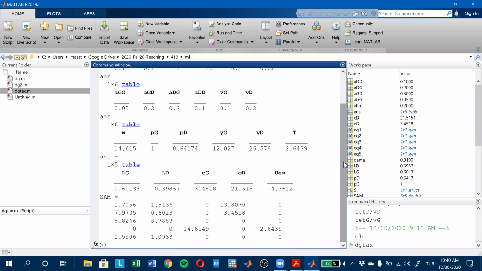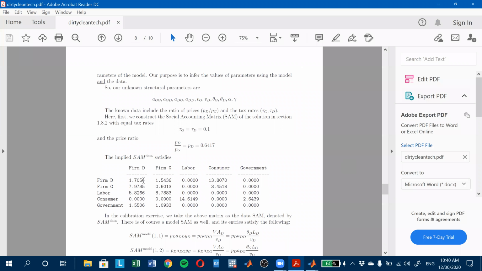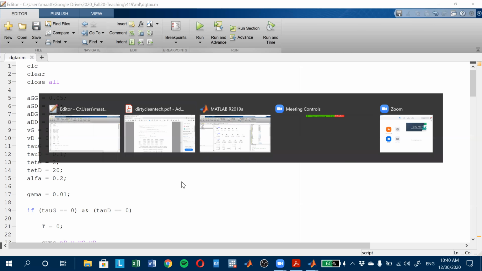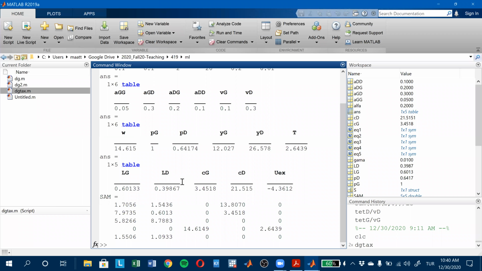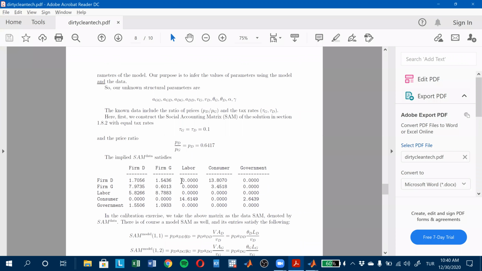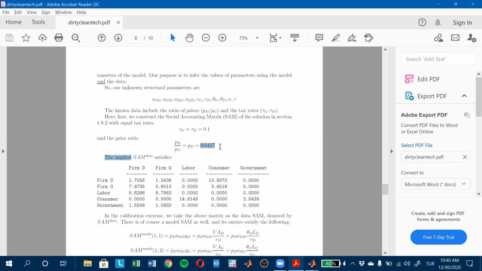So these results now must be consistent with my PDF, right? So 1.7, let's check, 5.82, 155. Yes, so it's correct. So this is the same equilibrium. Look at the price of the dirty good. It is 0.64, and it is 0.64.